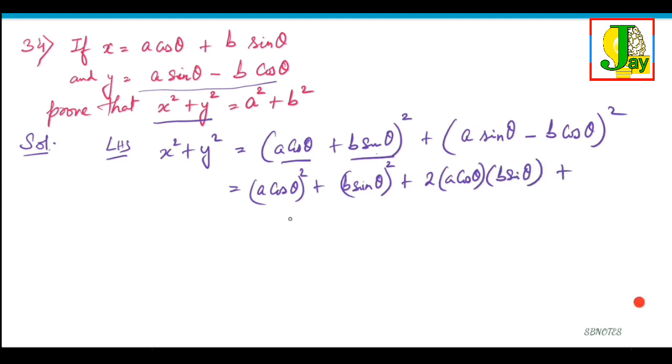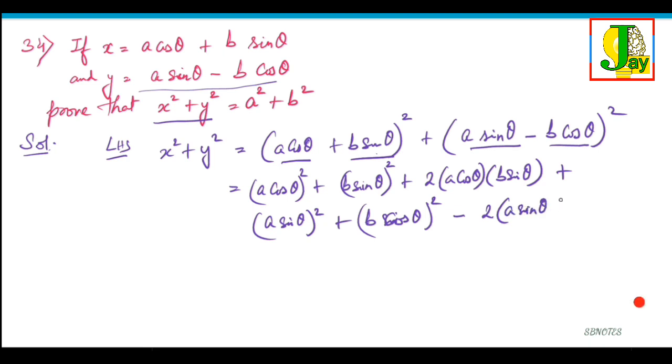Okay, now the second part, a minus b whole square, this is our a, this is our b, so a square, that's a sin theta whole square, plus b square, that's b cos theta whole square, minus 2ab, so minus 2 into a sin theta into b cos theta.